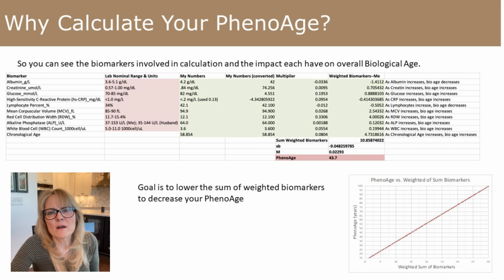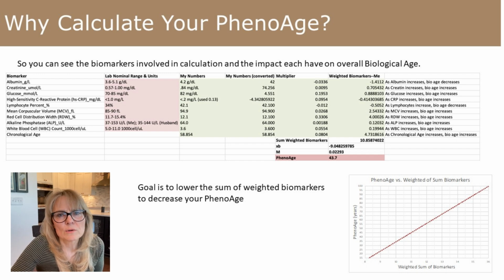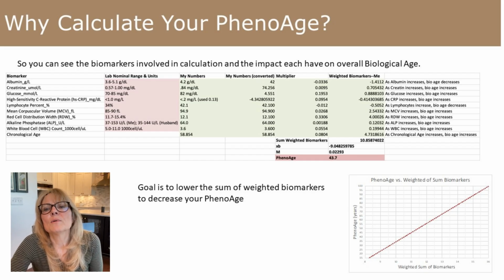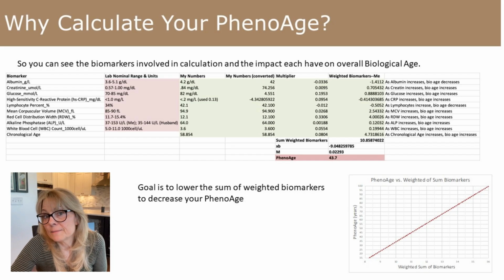So some of them might have been obvious, like glucose. Of course, you're going to want to lower your glucose to lower your biological age. But for example, because it's an inverse relationship with albumin, you actually want your albumin to increase. So things like that might not be obvious, and who wants to play whack-a-mole with an online calculator, sort of stabbing at each result to see how much change you have to make to affect your biological age? So now you know.